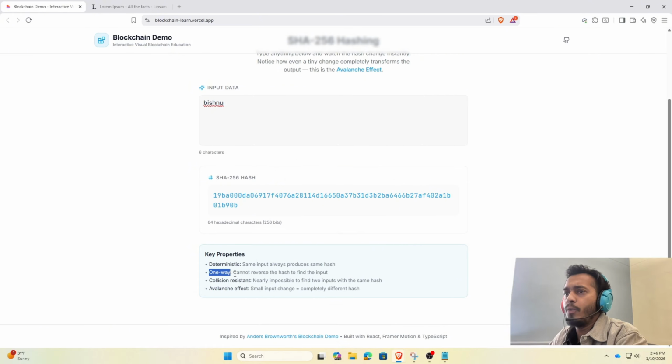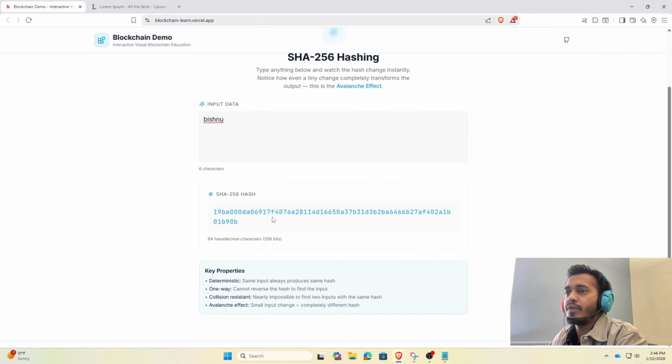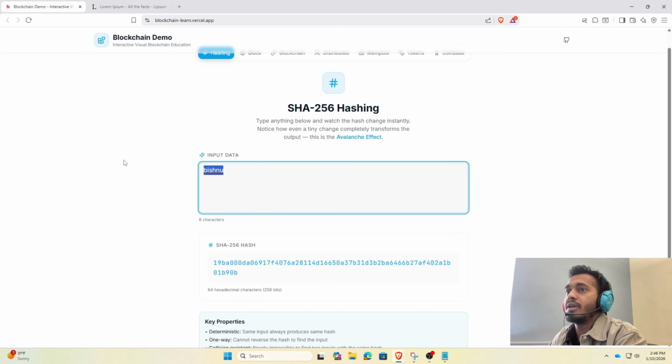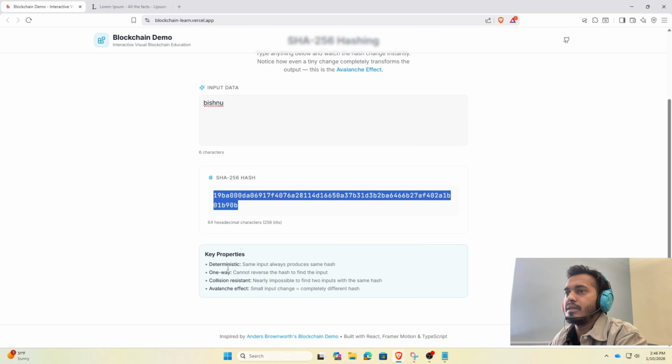It's also one way, meaning the hash cannot be reversed to find the input. If you have a hash, you cannot generate the input data, because it's not encryption and decryption. It's actually the footprint of your data. So this data means this hash, right?